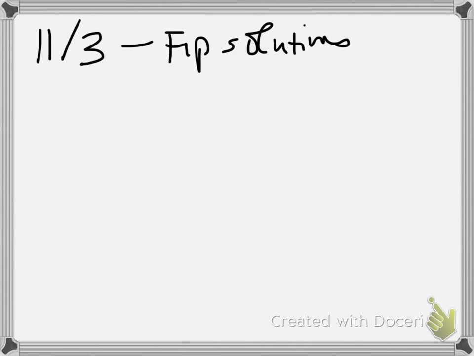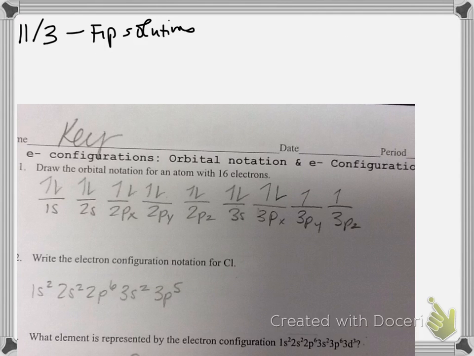Step solutions, and for the very first problem it says draw the orbital notation for an atom with 16 electrons. You should have everything full up to the 3p, so 1s is full, 2s is full, 2p is full. 3s is full, and in the 3p you have 4 electrons. So you've got 2 in the first of the 3p orbitals, and then 1 in each that follows. Okay.